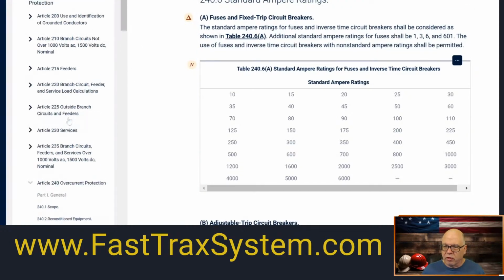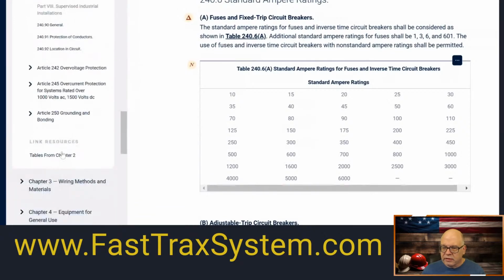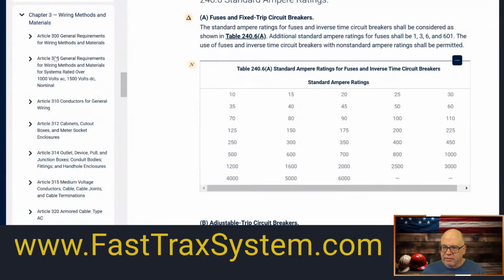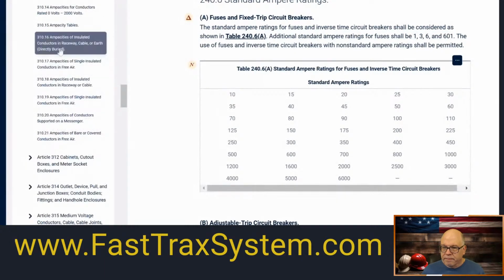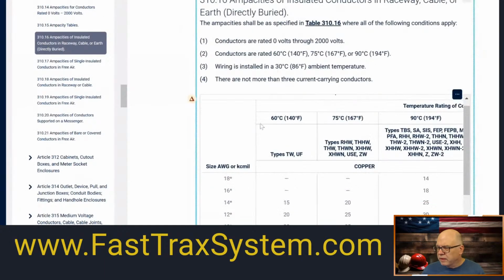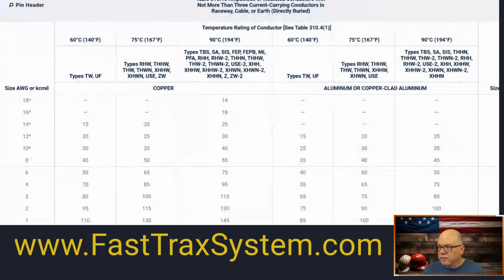Well, at that point, we're going to go to 310.16 and see what size conductors we'd have to have. So 310.16 right here. And we're just going to pop this out so you can see it. And I will share this.